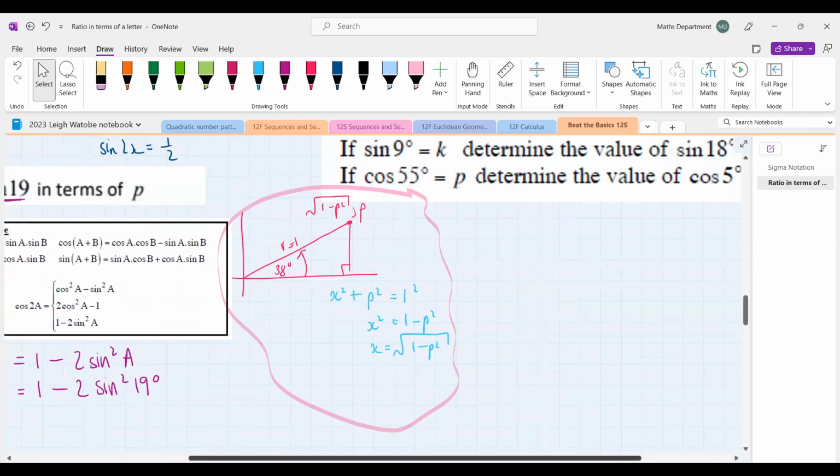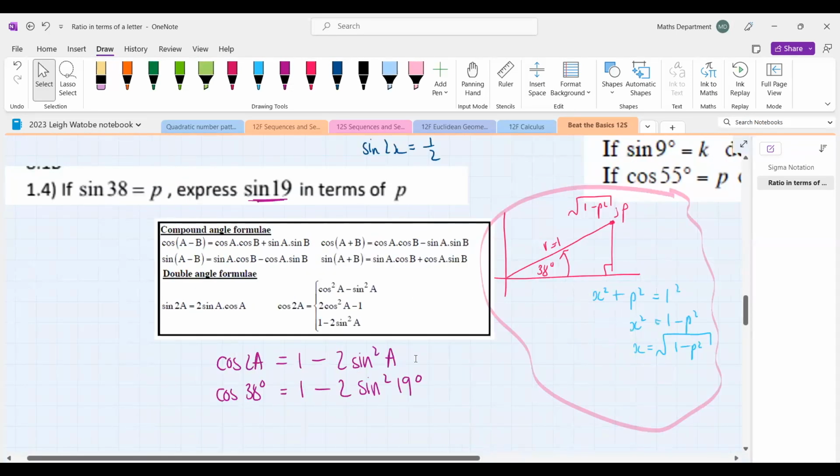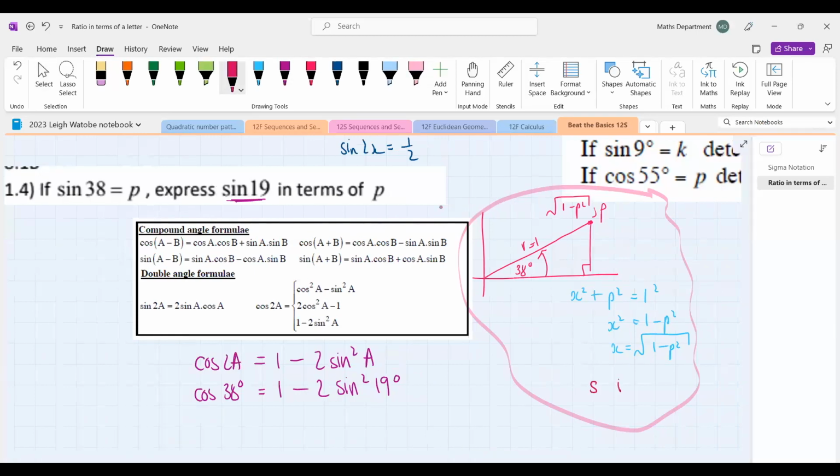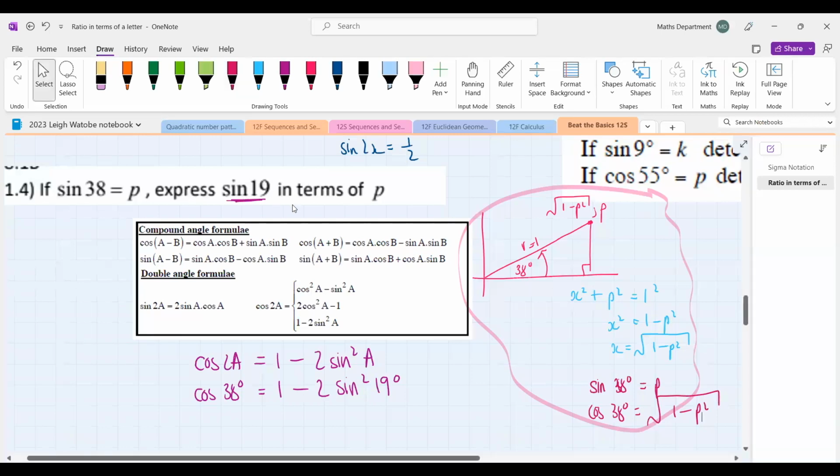So we're doing exactly the same thing here. We've got the sine of 38 equals P. Here's our diagram in terms of the angle, which is 38, right? We've done Pythagoras and we've worked out what x is. So in terms of this diagram, the sine of 38 is P, yes? Yes, ma'am. The cos of 38 is root 1 minus P squared, isn't it? Yes, ma'am. You happy with that? I am.